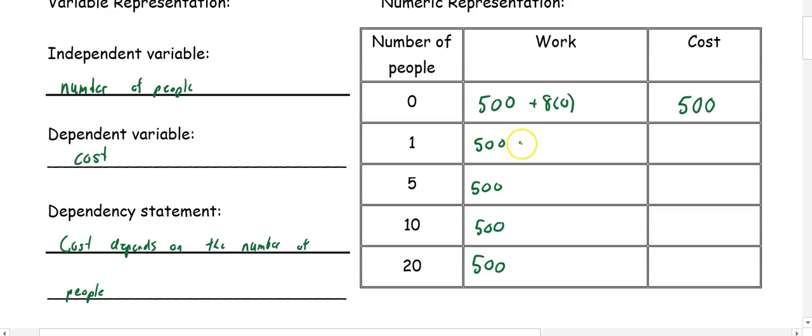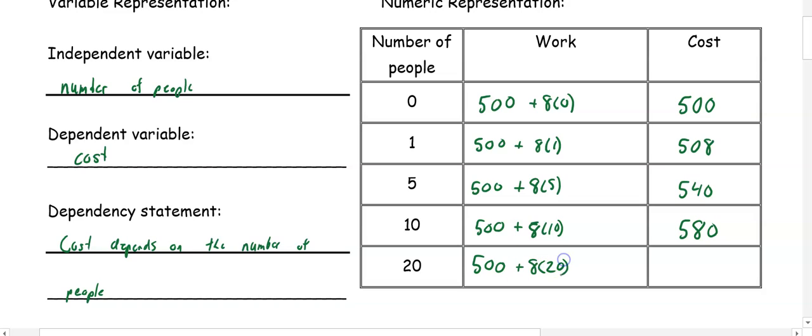If we have one person, we have 500 plus 8 times 1. Remember to multiply first. So we have 8 times 1 plus 500 is $508. Then we have 5 people, so 500 plus 8 times 5 gets us 540. 10 people, 8 times 10 plus 500 is 580. And then 8 times 20 plus 500 is 620.